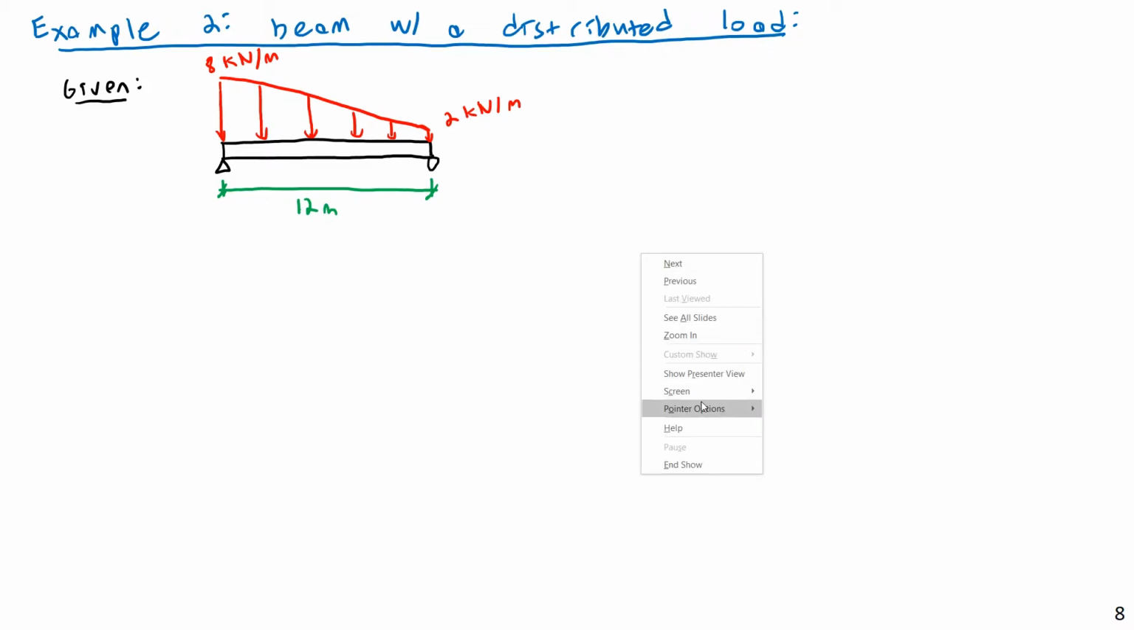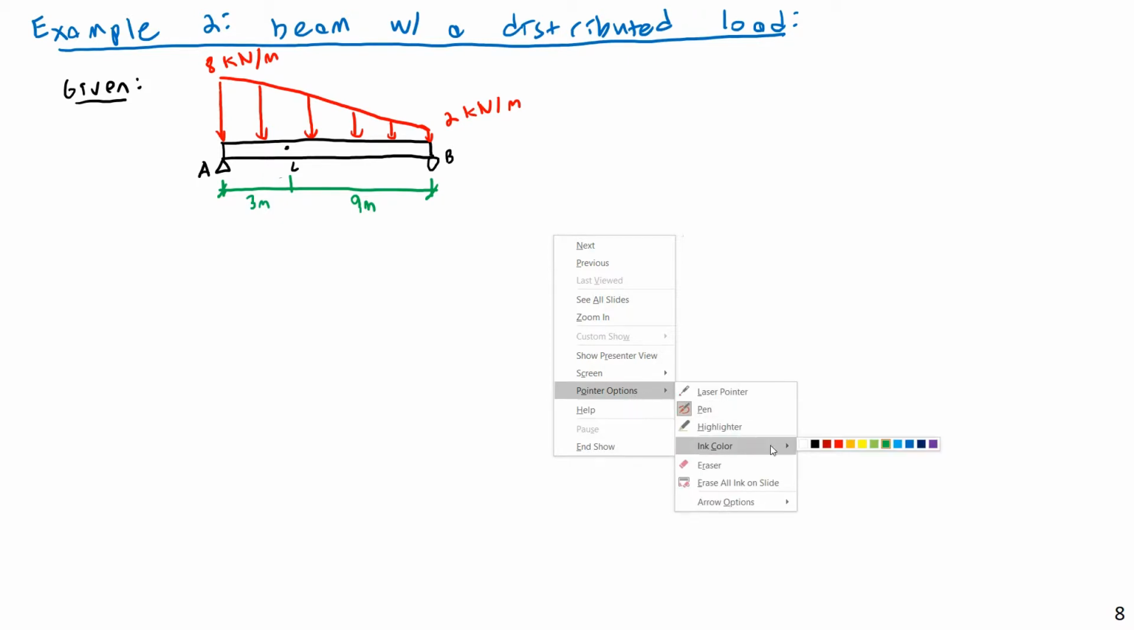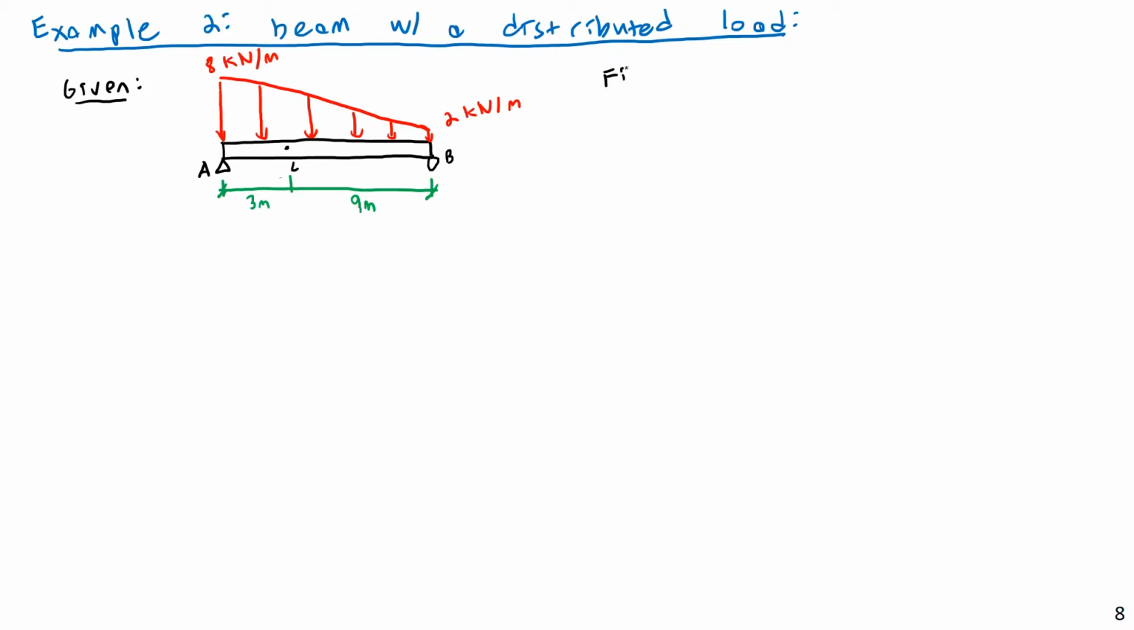And then let's say I'll call this point A, this point B, and maybe have some point C. I already did 1/3 last time, so maybe I'll make this 3 meters and this 9 meters. That looks good. So what I want to do is find the internal forces at point C. And this one's going to be a little bit trickier.